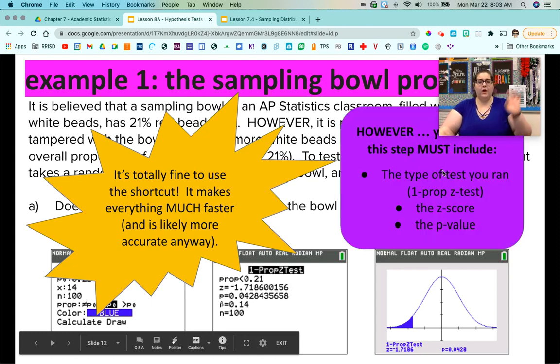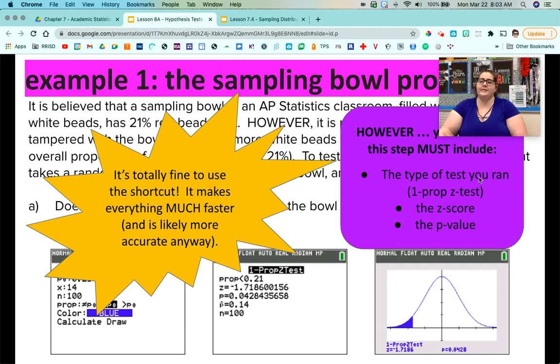But something to note on your paper when you're writing out a hypothesis test, you must include the type of test you ran. So you either write one proportion z-test, or the other way you can indicate which test you're doing is to write out the formula for your z-score, showing all the numbers and where they came from. And that's kind of how the AP exam looks at it, is they need an indication of what test you're doing, either by formula, which would be the formula for the z-score, or by name of test. So writing one prop z-test or one proportion z-test, something like that. So you need the type of test you ran.